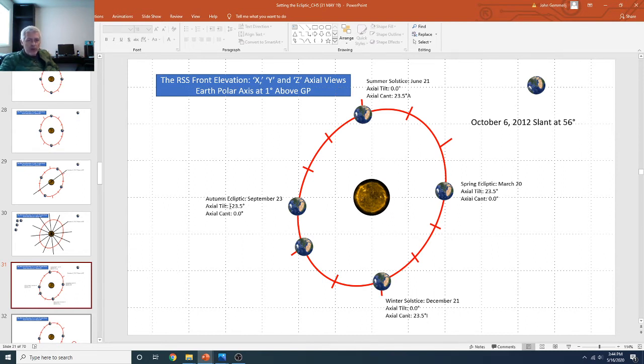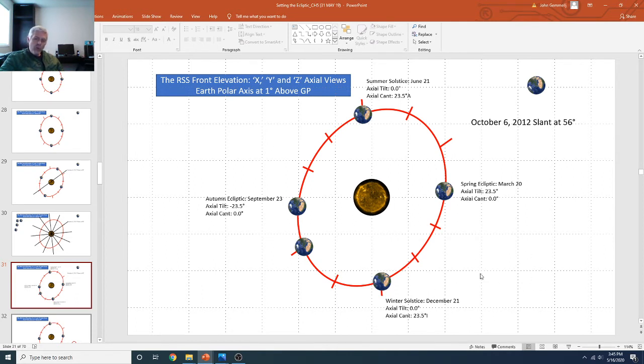Axial tilt is negative 23 degrees, and the axial cant is 0 degrees. And then in the south, at the bottom of our solar system, you have the winter solstice, December 21. Axial tilt is 0 degrees, and the axial cant is 23.5 degrees interior.